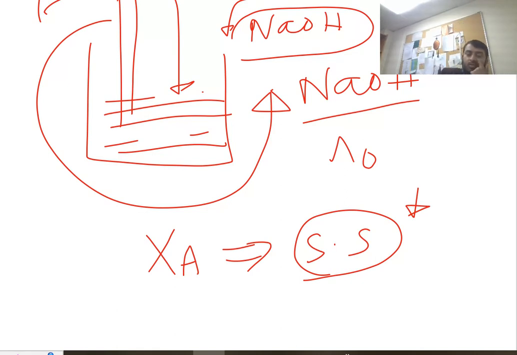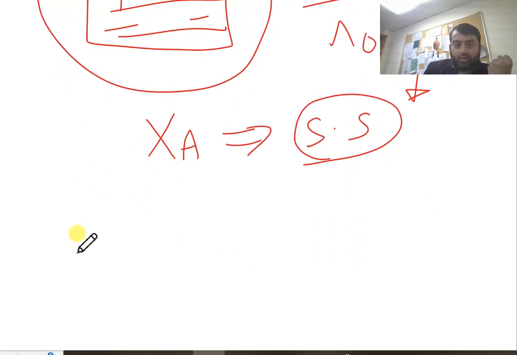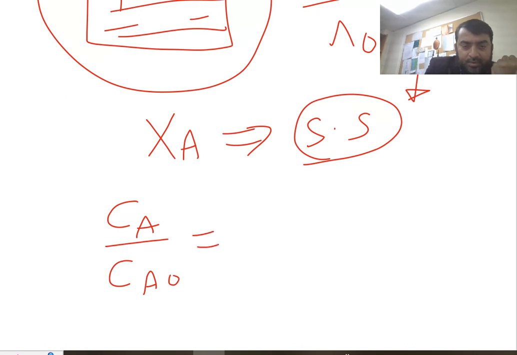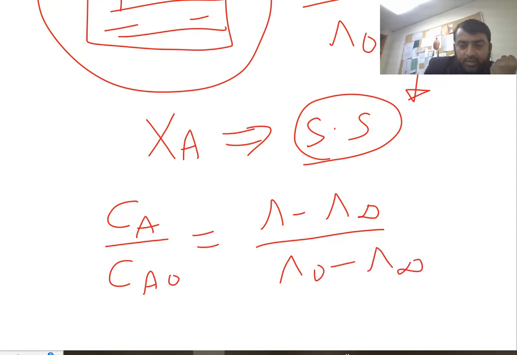Okay. Now, we want to know how to get this conversion. So, in the manual, you will see this equation. We will come to this again and I will show you how to derive this equation. But for timing, let's see this one. So we have Ca over Ca naught equals lambda minus lambda infinity over lambda 0 minus lambda infinity.